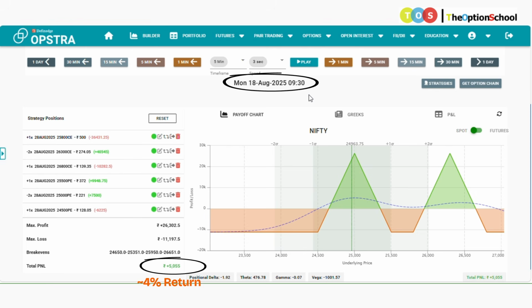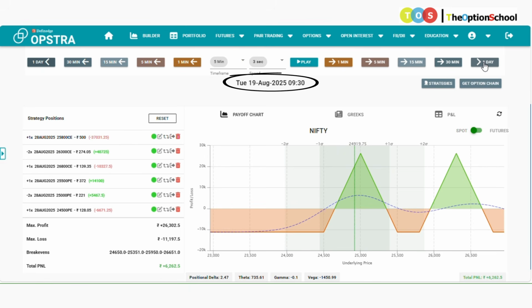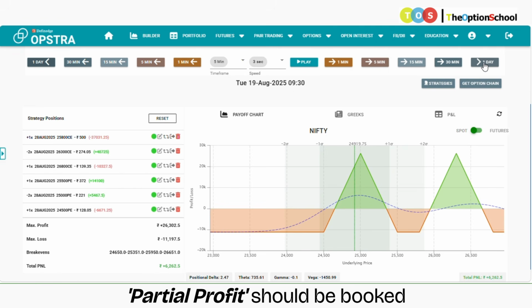Now this is 18th August. Maybe if I get another 1,000 rupees, I will start booking some profit. I should be doing that. 19th August, it is giving me 6,200 rupees. Definitely, this gives me 5%, and I can say that this 5% is for 2 months, because the trade started on 1st July and now it is 19th August. So, almost 2 months. Maybe partial profit booking can be done here.